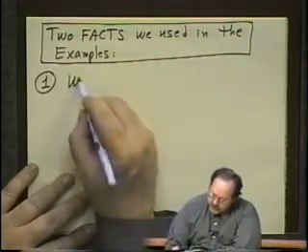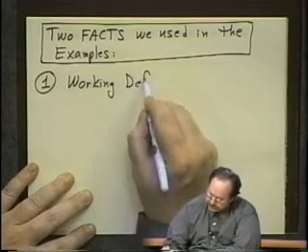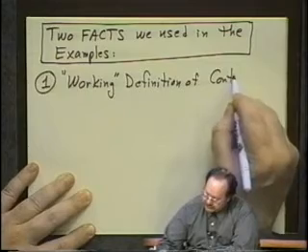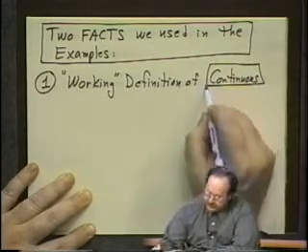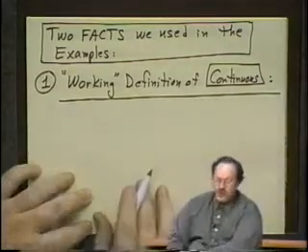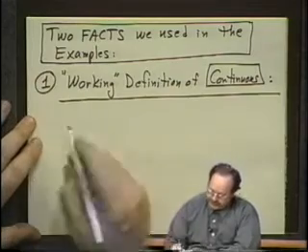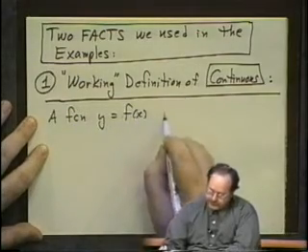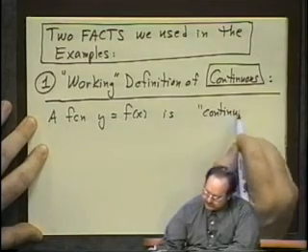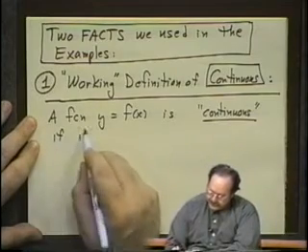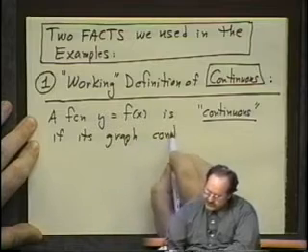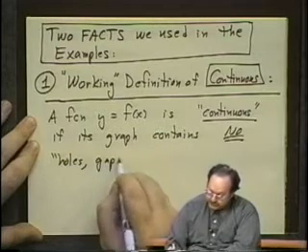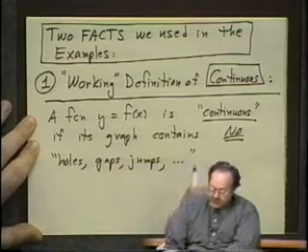First of all, we used what I'm going to call a working definition. I'll even put that in quotes, a working definition of continuous. And continuous is what is being defined here. I'll tell you why it has to be a working definition and not a strict, precise definition. Here's the definition we used without really giving much thought. A function y equals f of x is what we will call continuous if its graph contains no, what you might call holes, gaps, jumps, etc., whatever word makes you happy.